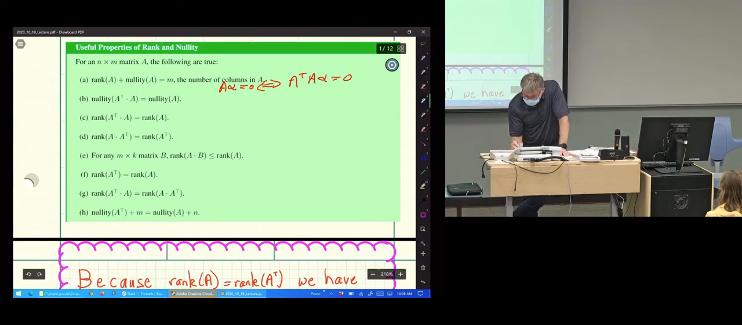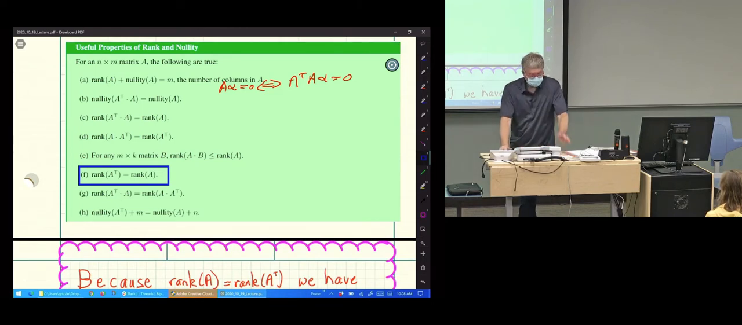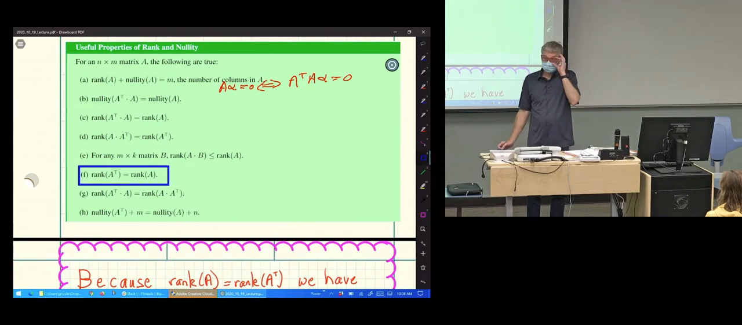The most surprising one on here, and really highly, highly useful, is that the rank of A and A transpose are always the same.